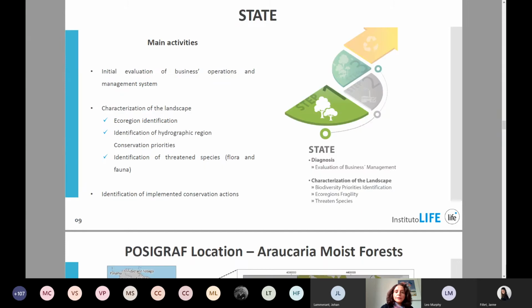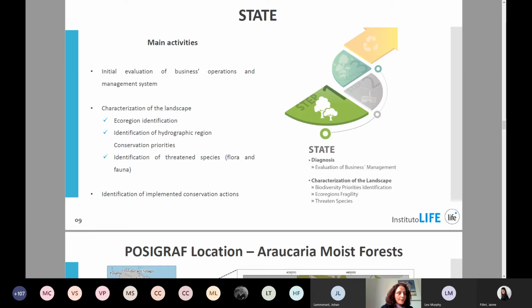So following the 3 steps, we started with the first diagnosis. We did an initial evaluation of the business operation. We checked the ecoregion identification, the hydrographic region where they are, the conservation priorities, threatened species, all using, of course, available data, international methodologies, international data as well. And we also identified what they've done so far. What are the implemented conservation actions done by Posigraph?